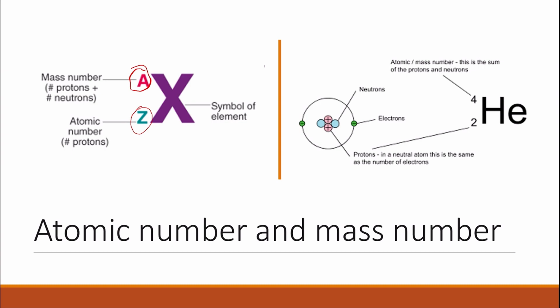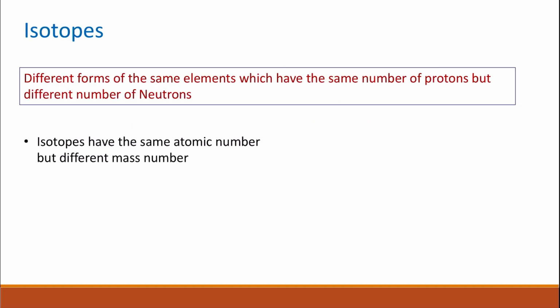So helium has an atomic number of 2, so it has 2 electrons and 2 protons, while the mass number is 4, which means it has 2 neutrons. Isotopes are different forms of the same element, which have the same number of protons but different numbers of neutrons. That means different isotopes of the same element would have the same atomic number, but they will have different mass numbers.